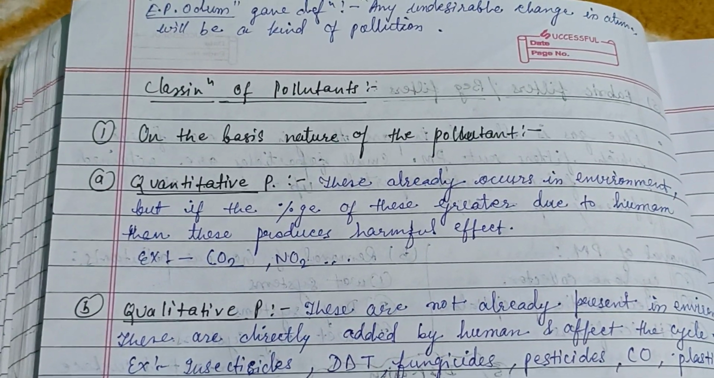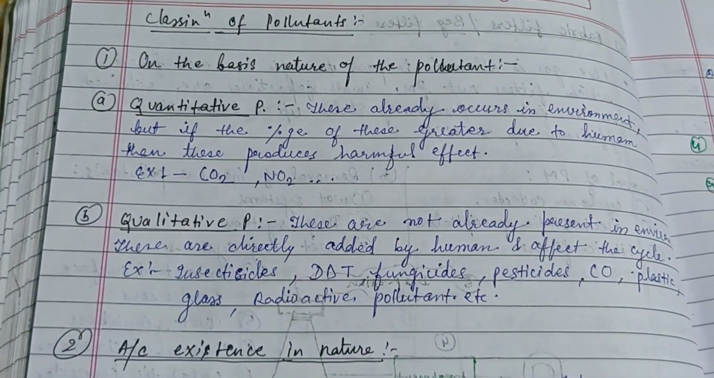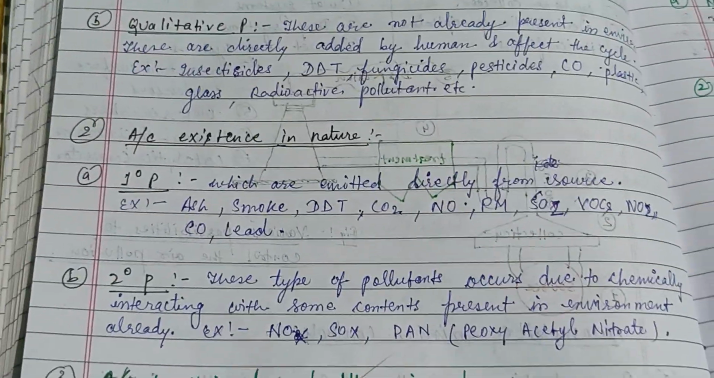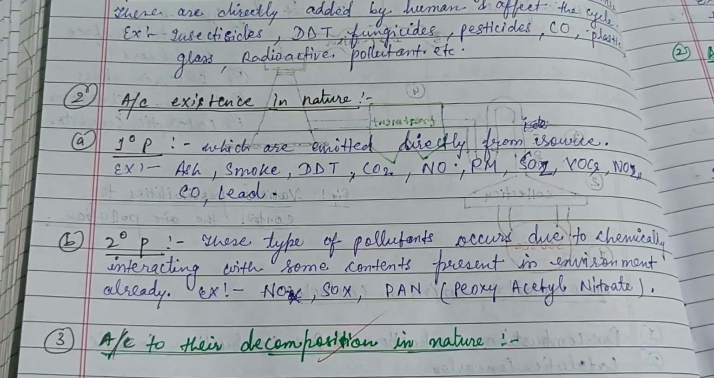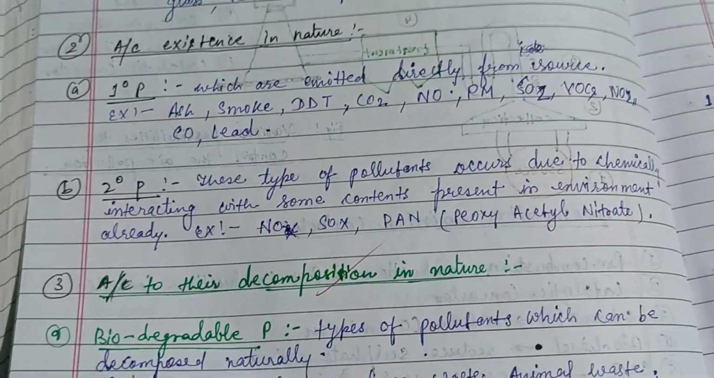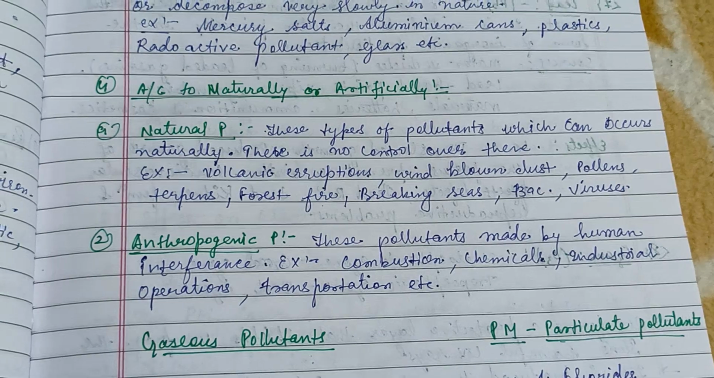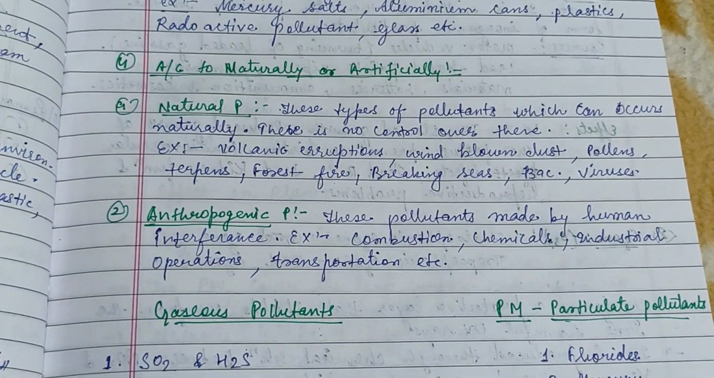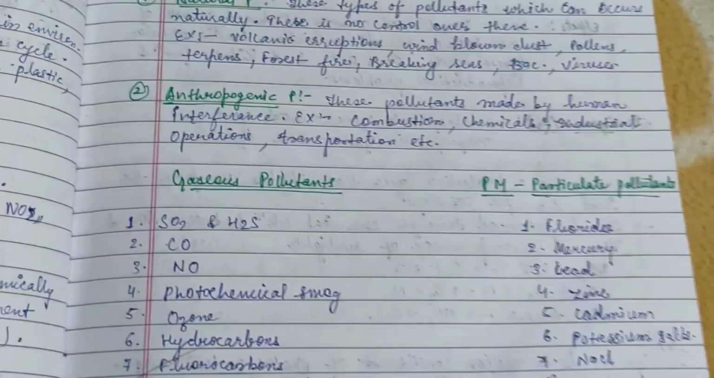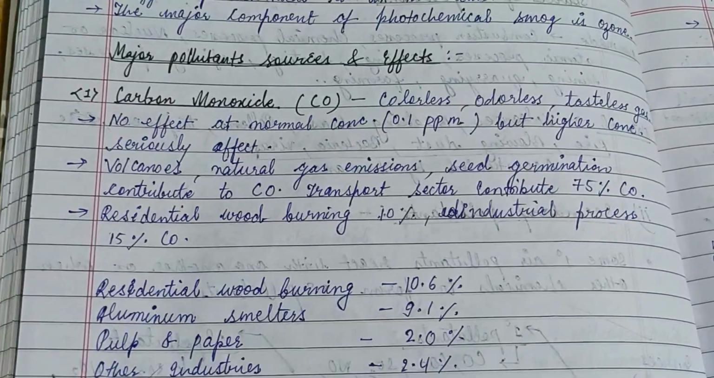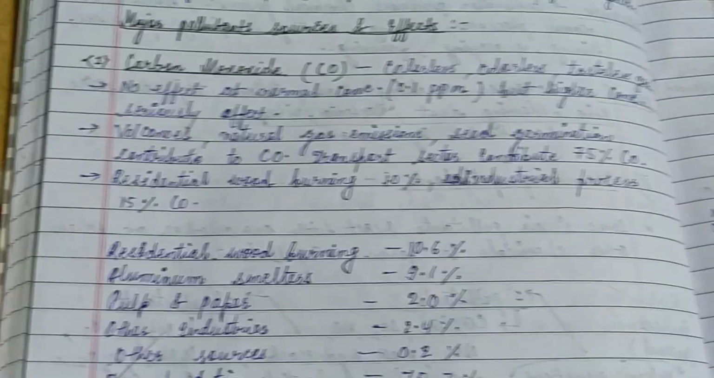On the basis of classification, there are several bases: quantitative pollutants and qualitative pollutants; according to existence in nature, primary and secondary pollutants; according to decomposition in nature, biodegradable and non-biodegradable; and according to presence, natural or artificial, that is man-made and natural. Also gaseous pollutants and particulate matter. Now, major pollutant sources and effects.